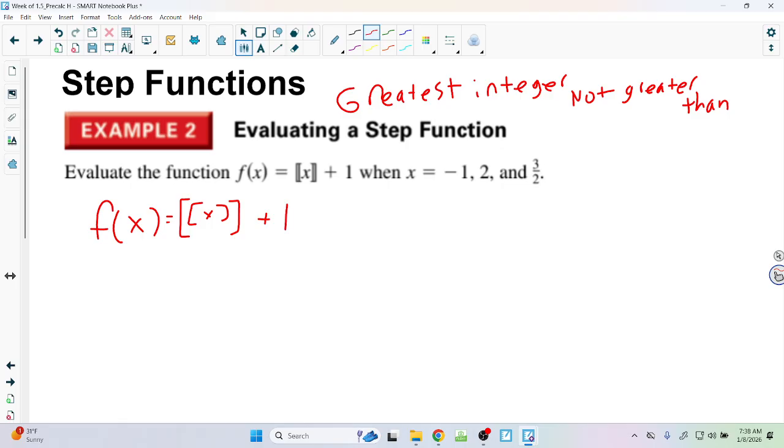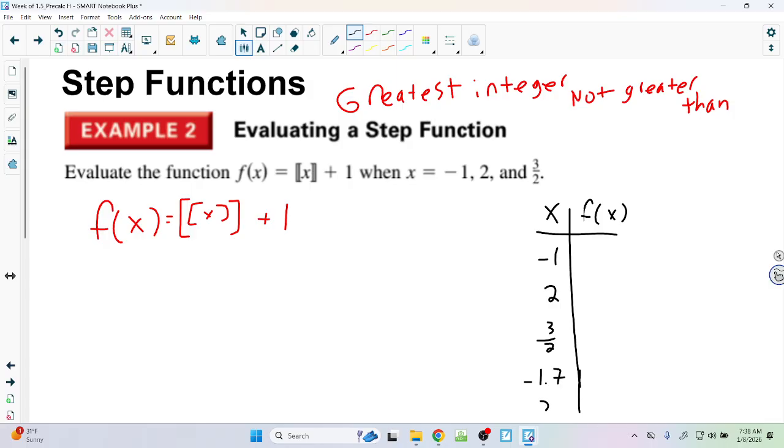We are not going to do it that much, but it might be a nice little thing to have on there because it's actually pretty simple. So what we're going to do is evaluate it for these x's: -1, 2, and 3 over 2. And then maybe I'll throw a couple other ones in there, like -1.7 and 3.4.